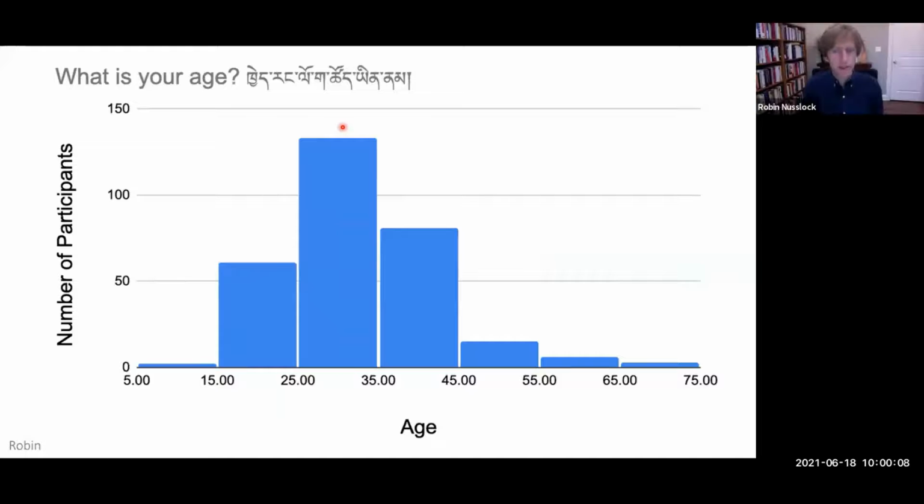And the last thing I'll say here is that you can also look at the range. So we have an incredible range in this particular study from people who are 5 years old all the way to 75 years old.